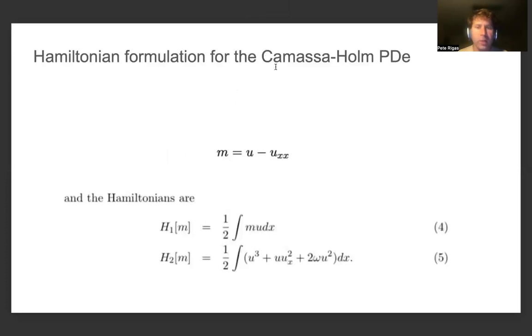So the Hamiltonian formulation for the Camassa-Holm PDE, as we have been demonstrating and exhibiting as a brief review from the previous time, was that we can define this m term, which is given by u minus the second derivative of the solution, from which we can define a system of Hamiltonians h1(m) and h2(m).